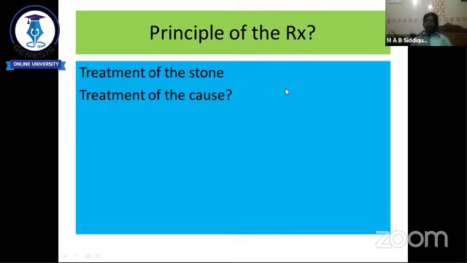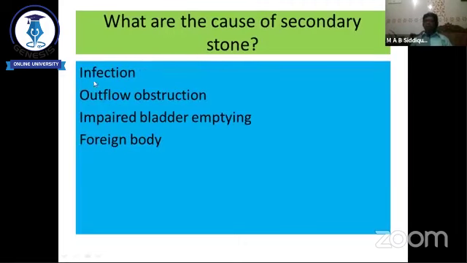So, what is the principle of treatment of bladder stone? Treatment of the stone and treatment of the cause. This is the principle. The causes I already mentioned: infection, outflow obstruction, there may be BPH or other causes like neurogenic bladder, stricture urethra, and foreign body, like a Foley catheter, parts of a catheter, or any other foreign body. Treat these causes also.